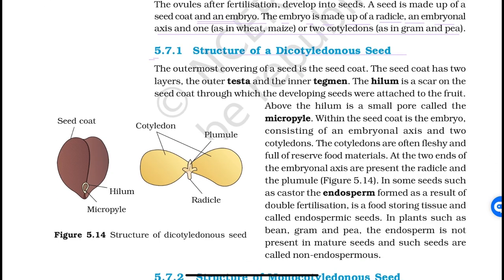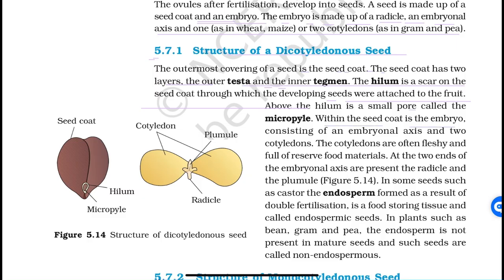The outermost covering of the seed is the seed coat. The seed coat has two layers, the outer testa and the inner tegmen. The hilum is a scar on the seed coat through which the developing seeds were attached to the fruit. Above the hilum is a small pore called the micropyle.